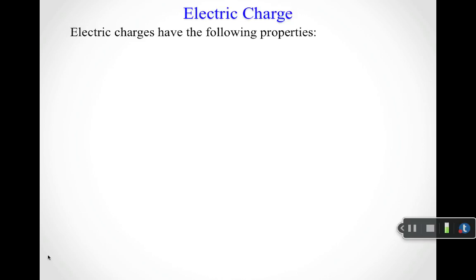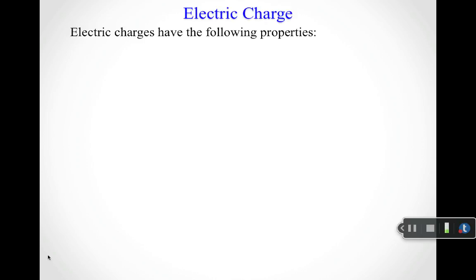All right, so we've established our foundation for talking about forces, fields, potential energy, and potential by what we've been talking about so far in the class with gravitational forms of all those things. Now we're going to transition and start talking about electric. So we'll end up talking about electric forces, electric fields, electric potential energy, and electric potential.